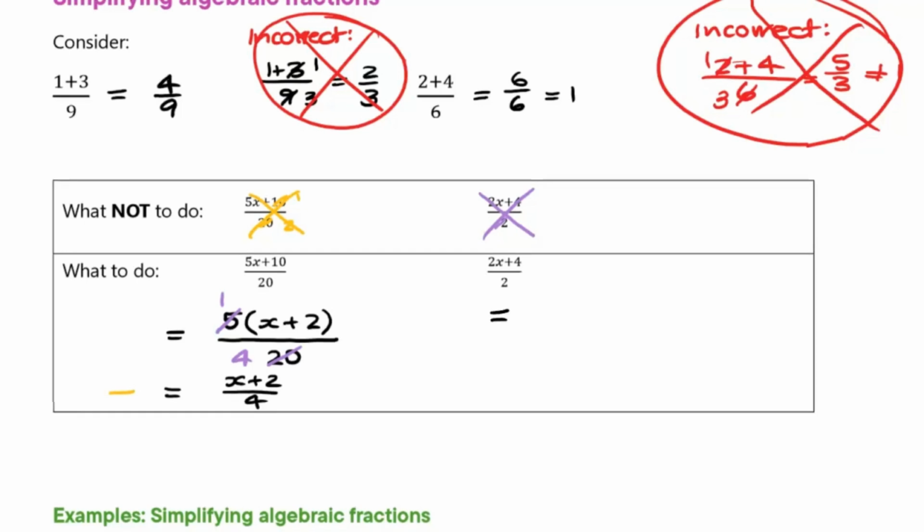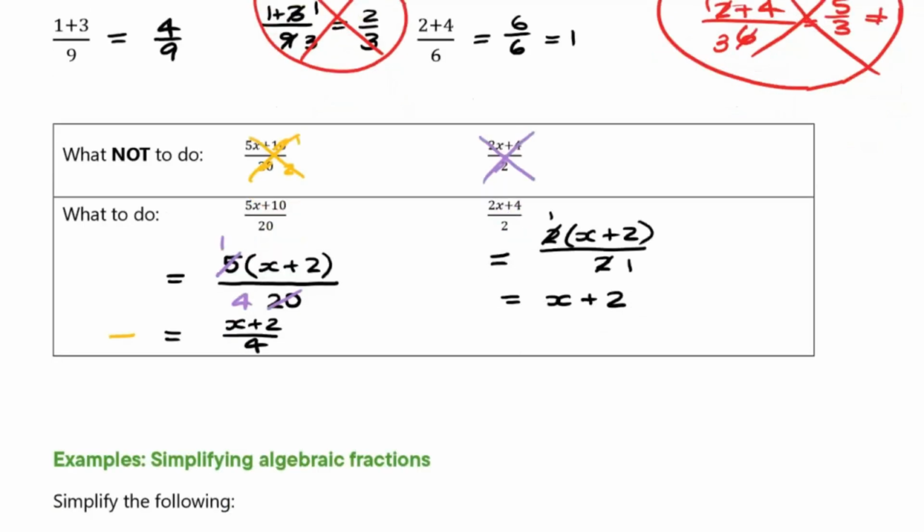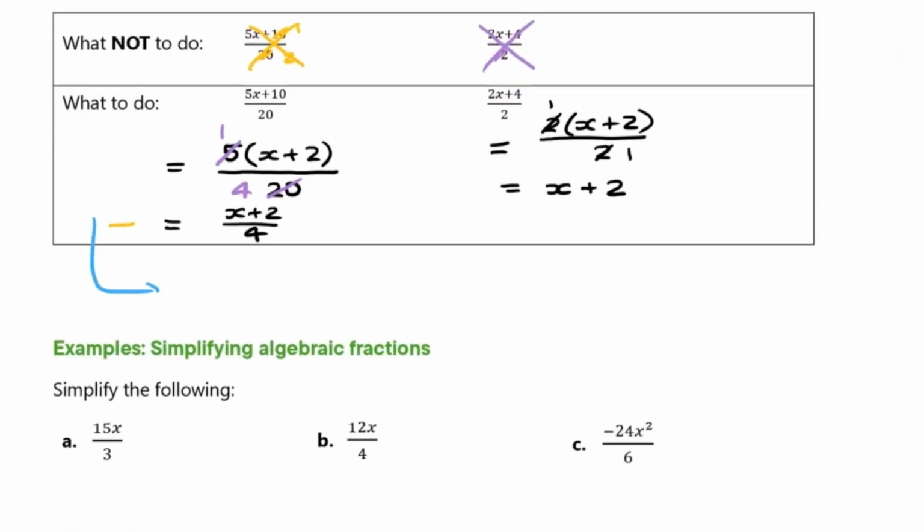So what to do with the second one? We've got 2x plus 4. We're going to factorise first. So we get the 2, and then in brackets x plus 2 over 2. And now we can safely divide 2 by 2, which is 1, 2 by 2, which is 1. So we've cancelled off those 2's. We're left with x plus 2 over 1, which is just x plus 2. So what to do? What we noticed was we have to factorise first.